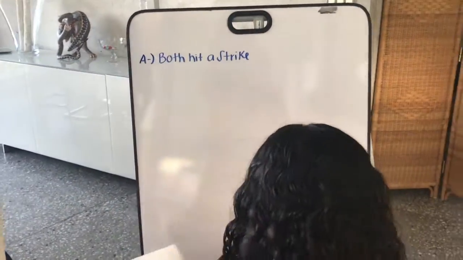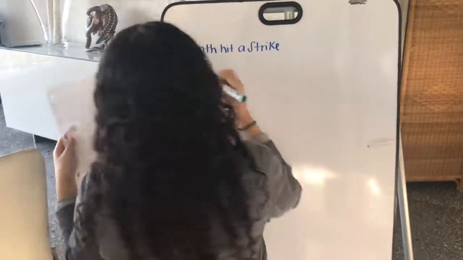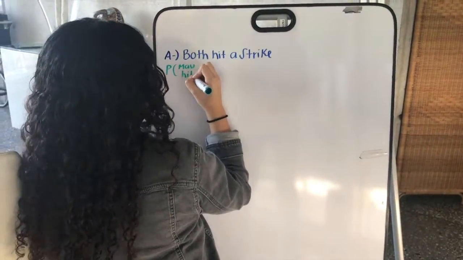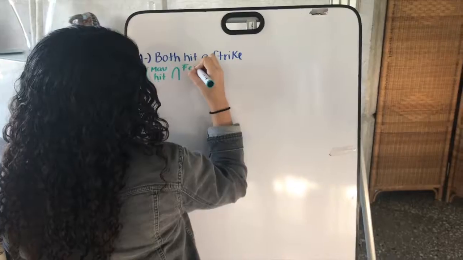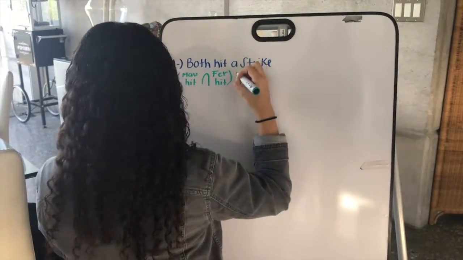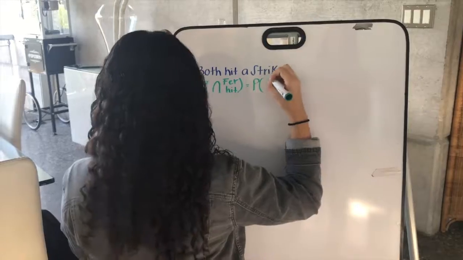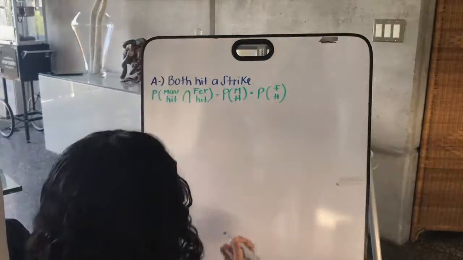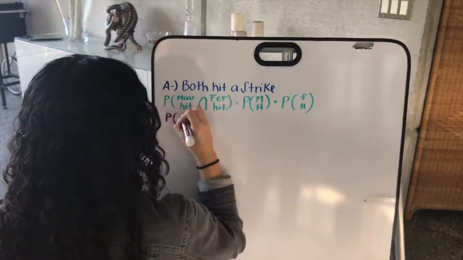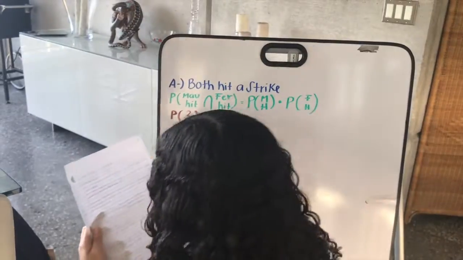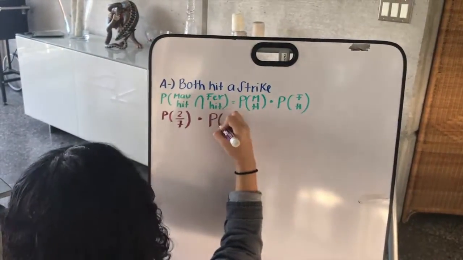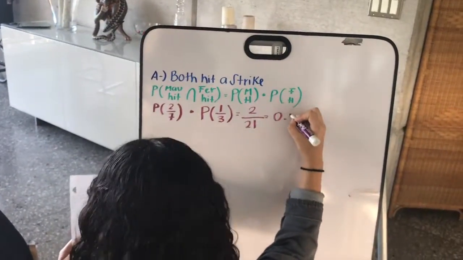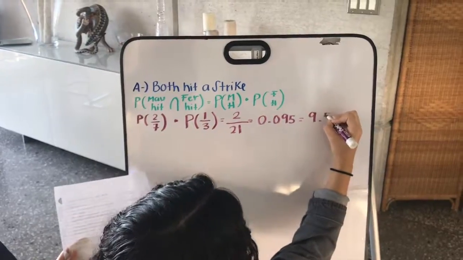So in the first problem, letter A asks us that both hit a strike. What is the probability? What we are going to do is the probability of Mao hits and the probability of Fer hits. So we're going to multiply the probability that Mao hit it times the probability that Fer hit it. So it's going to be 2/7 times 1/3, and that is 2/21. Multiply it by 100 and it'll be 9.52%.